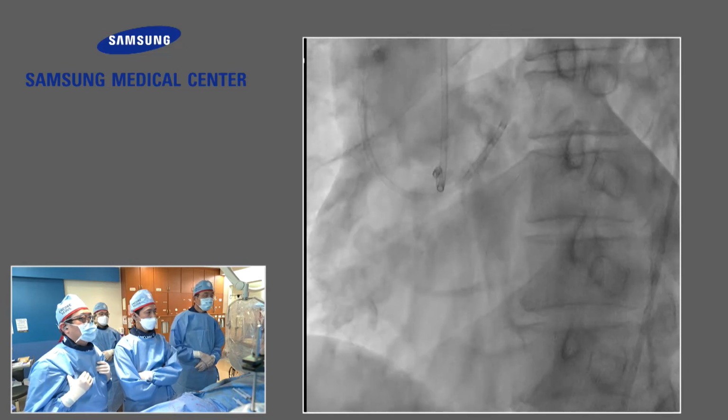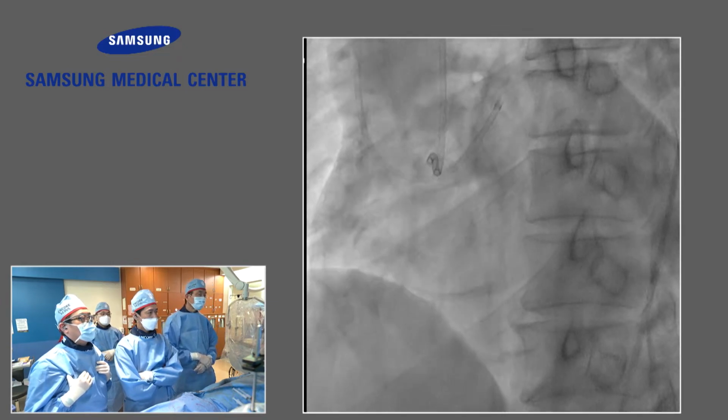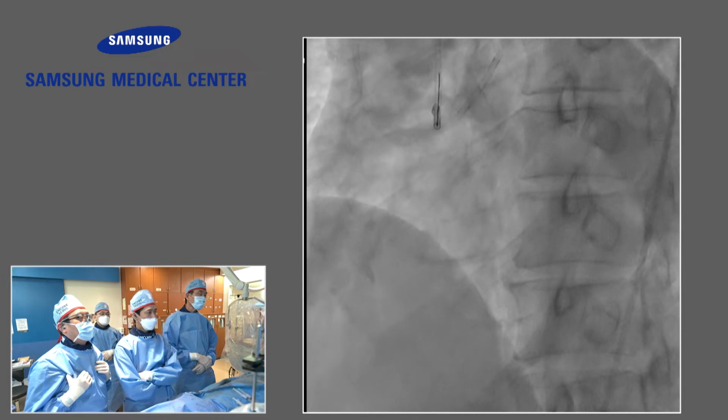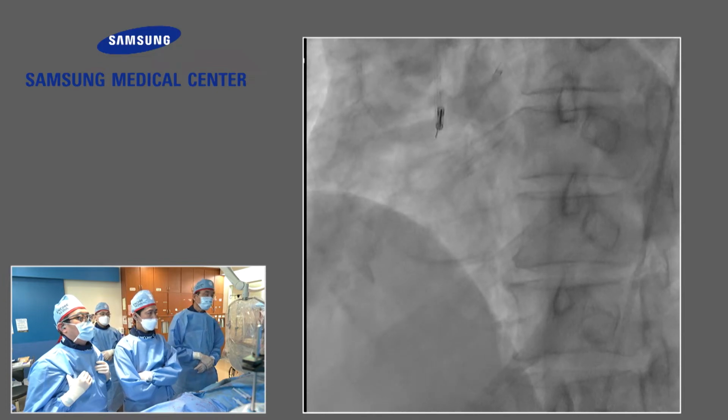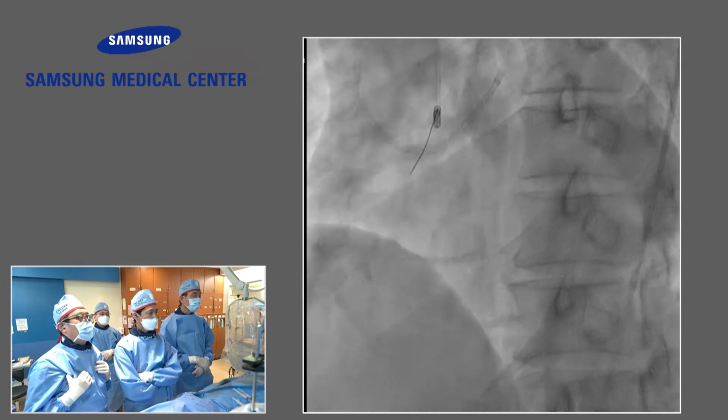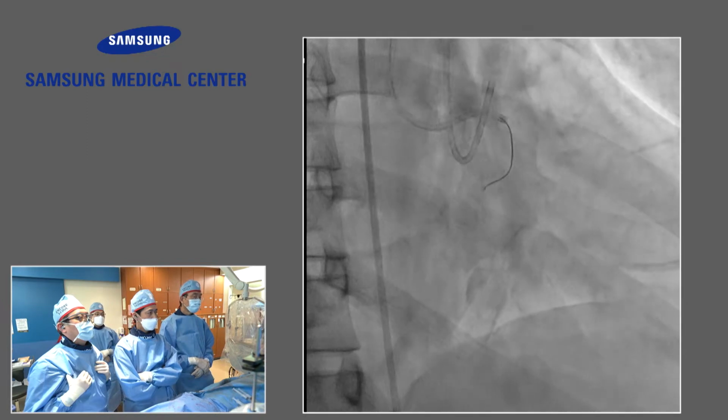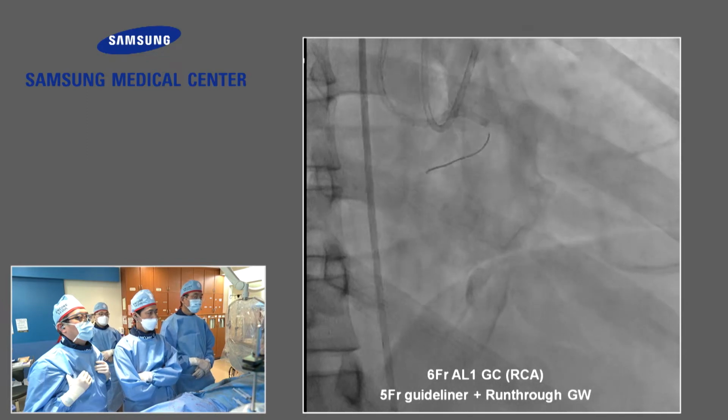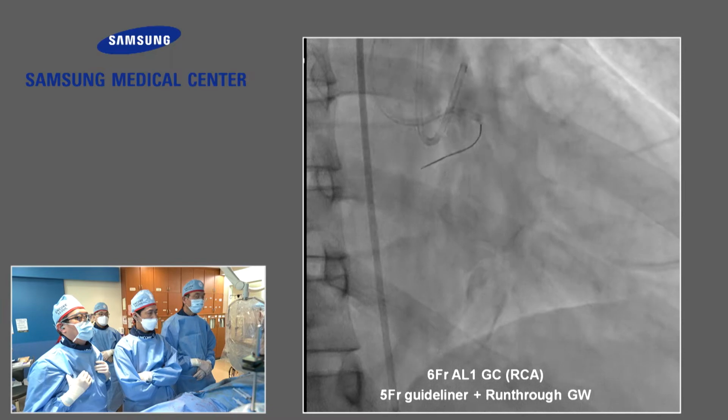Next. So it's much easier to cannulate the RCA. Next. So I tried to secure the guiding catheter with a wire. Next.